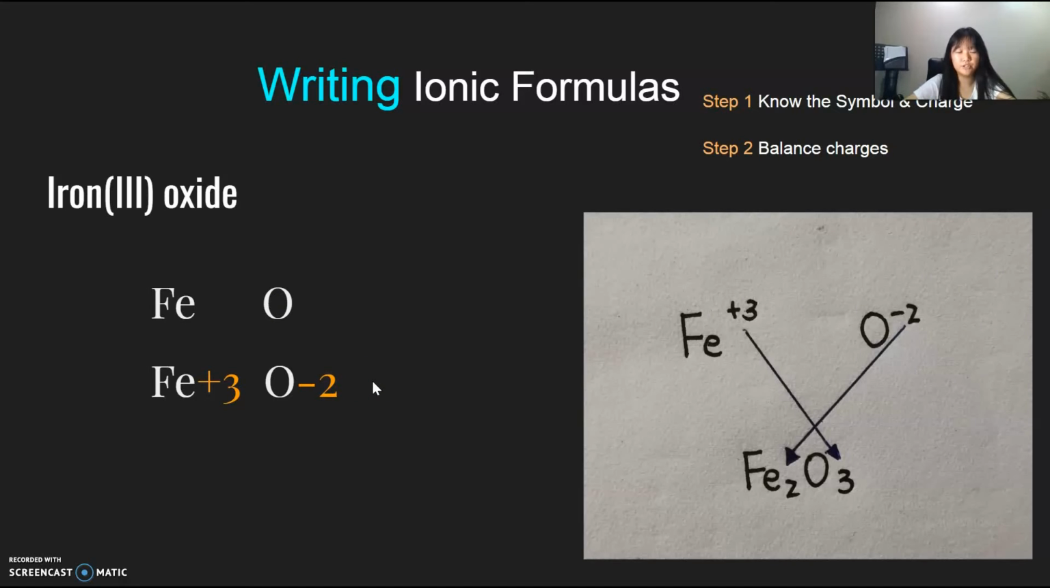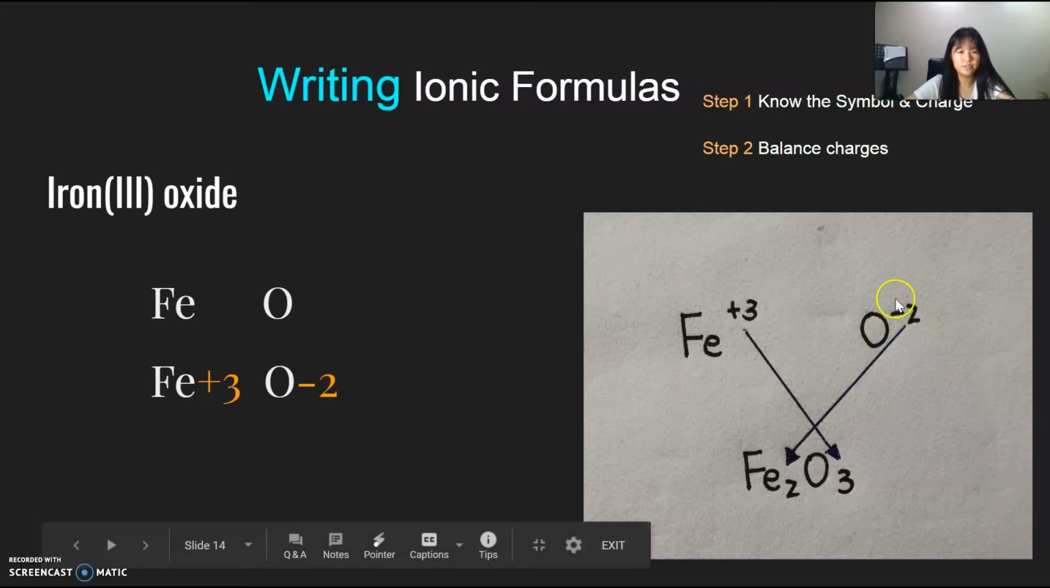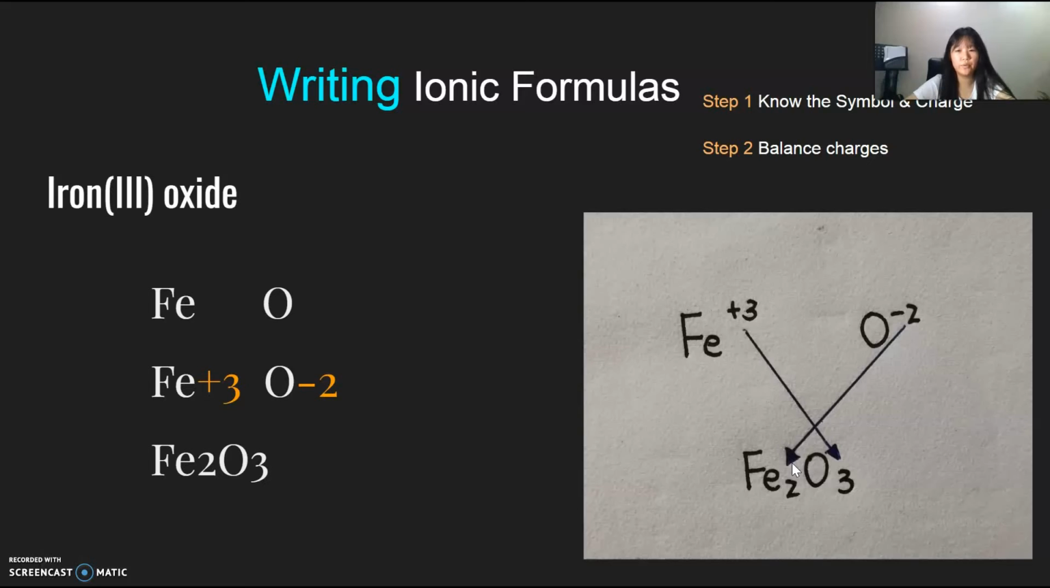As long as we get the symbol and the charge, we want to cross them with this crisscross method to balance the charge. We place the charge of Fe to oxygen and the charge of oxygen to Fe, then get rid of the plus and minus signs. So this is our formula. Fe2O3 will be the formula of iron(III) oxide.